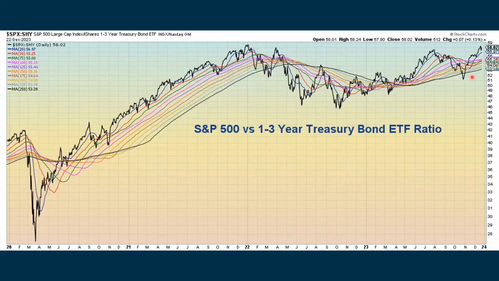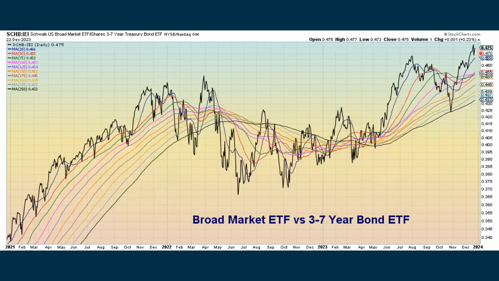The S&P 500, and then we look at that with a ratio of 1 to 3 year bonds, showing that stocks are outperforming shorter term bonds. Then we look at a broad market measure and compare it with further out bonds, showing that stocks continue to outperform.